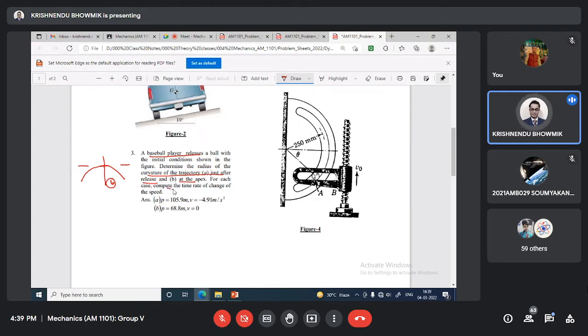For each case, compute the time rate of change of speed. Here it is V dot basically. The unit is missing; actually, it is asking for accelerations, AT basically. You try to understand this wording: the time rate of change of speed is the tangential component of the acceleration. Okay, it is V dot basically. Missed there.